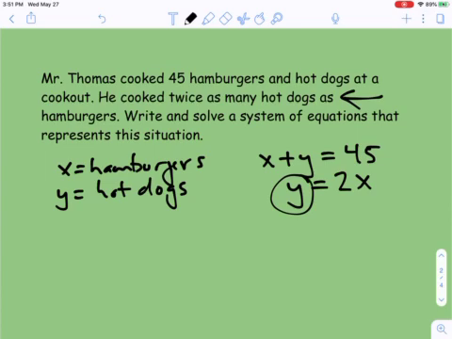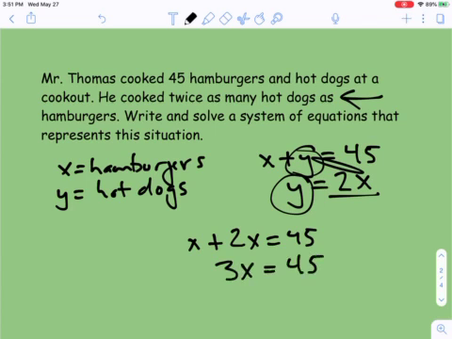And then once you have that, I know that y equals 2x right here. So I'm going to take that and substitute it into that equation for y. So we'll have x plus, and then instead of writing y again, we're going to write 2x equals 45. And then start combining things together and see what you can figure out. x plus 2x is 3x. We're going to divide both sides by 3, and we get x is equal to 15. So that means that he made 15 hamburgers.